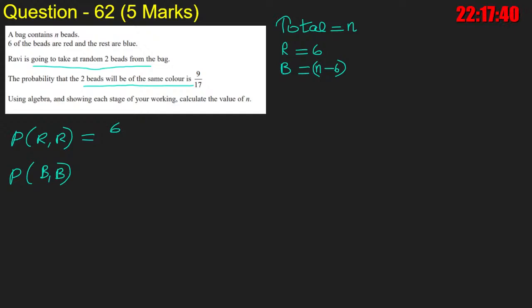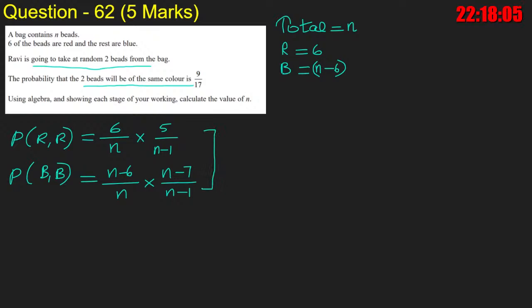So what is the probability of red, red? Red, red is 6 over n, the total, times 5 over n minus 1. Blue, blue means n minus 6 over n times n minus 7 over n minus 1. Careful on this one, you are taking away 1. So this one is n minus 1. If you add these two, that gives the answer 9 over 17.